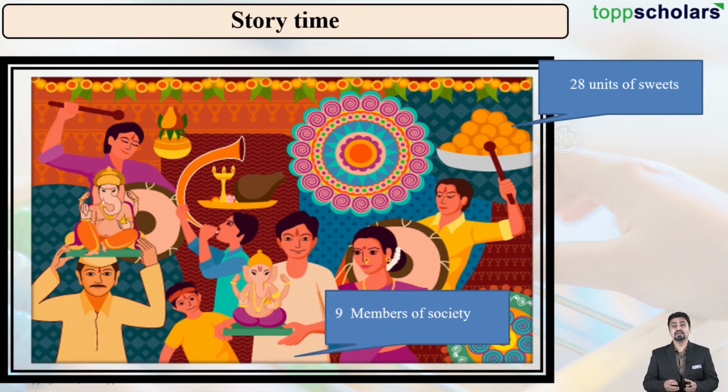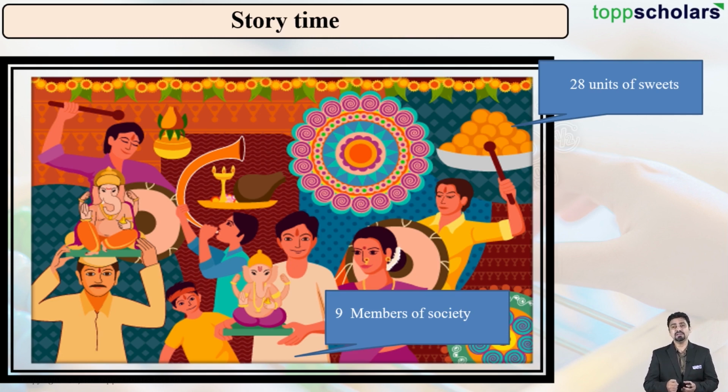But for the Ganeshotsav festival, 9 members of the society came to their house. Now, Raj is wondering how to distribute the 28 units of sweets. Also, the 28 units were such that there was a pack of 20 sweets and he had got 8 loose sweets. That means 8 sweets were separate. So 20 in a pack and 8 separate.